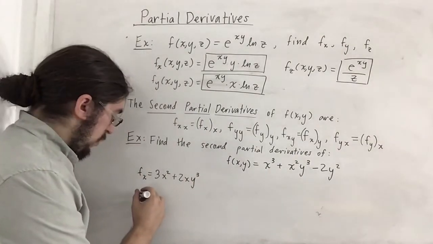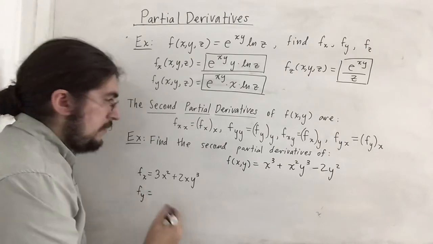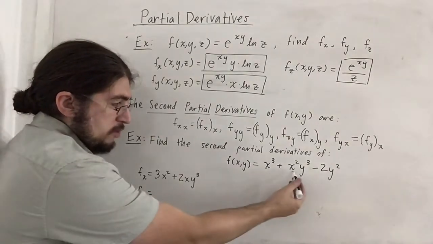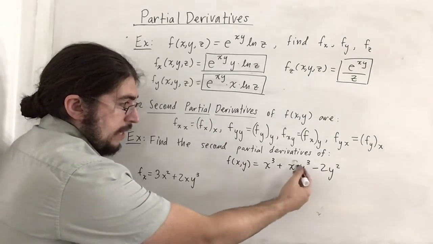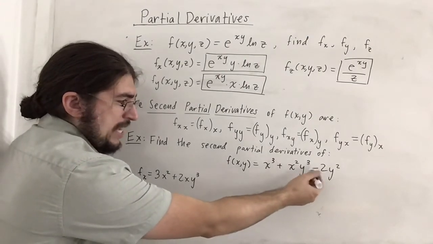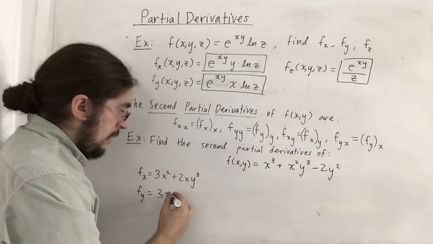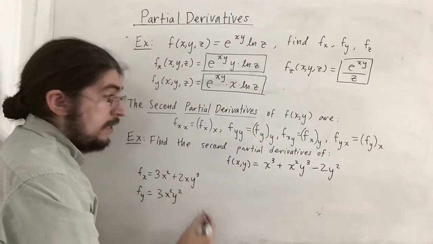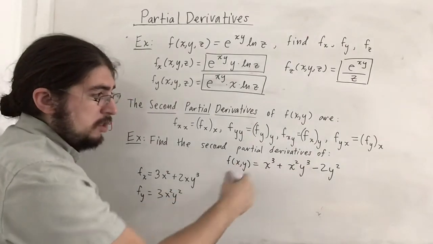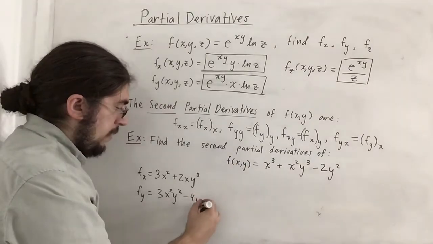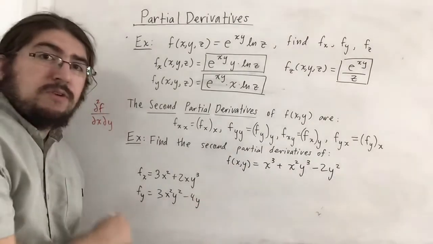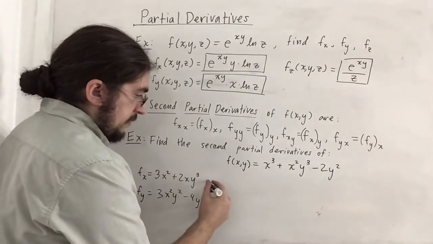What about fy? Well, that's a constant, so that drops. Here, x squared is a constant, that comes out for free. Derivative of y cubed is 3y squared. So this will be 3x squared times y squared. Derivative of y squared is 2y, so it's going to be negative 4y. Perfect. Now these are the first derivatives, now we can find the second derivatives.